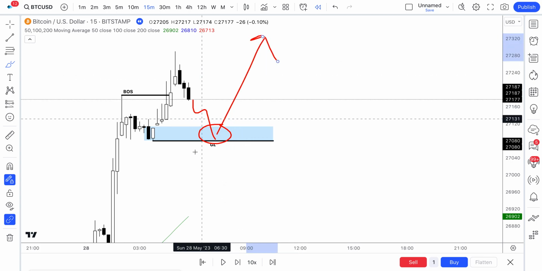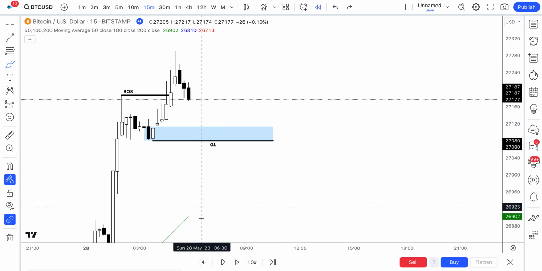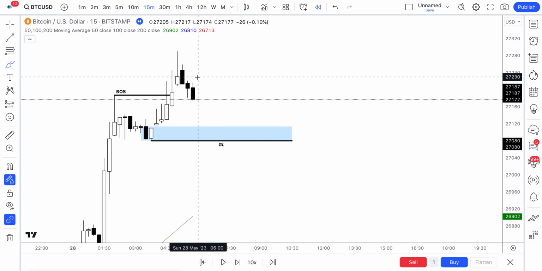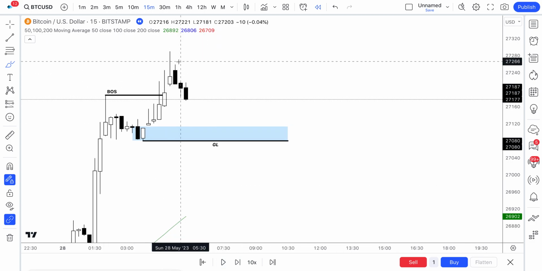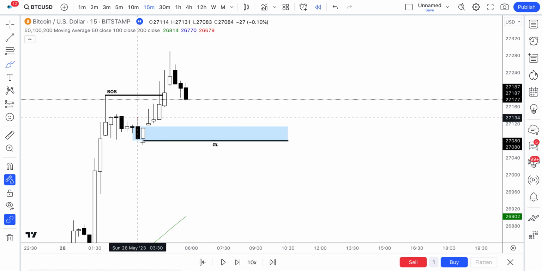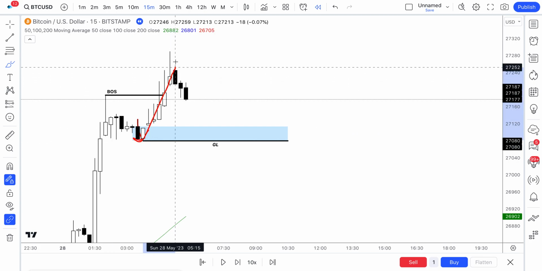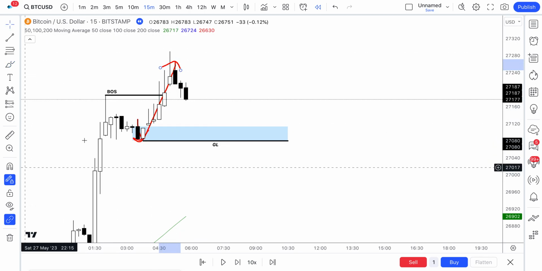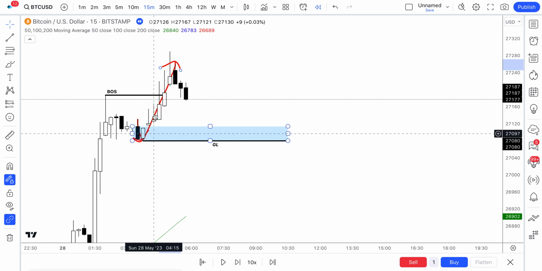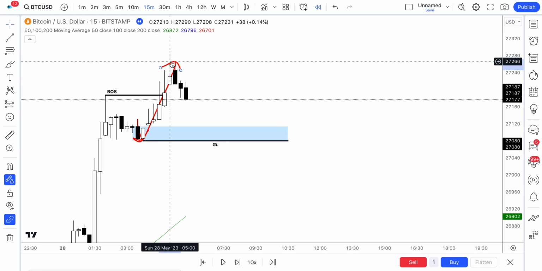Okay, so we want to see a rejection out of our POI that would indicate to us that the buyers are stepping back into this market. Okay, so for institutions to move price like this, to break strongly, they have to sell into the lows here and then buy strongly to push price to the upside. So this selling into the lows creates liquidity, it acts as fuel in order for the institutions to move the markets to the upside.